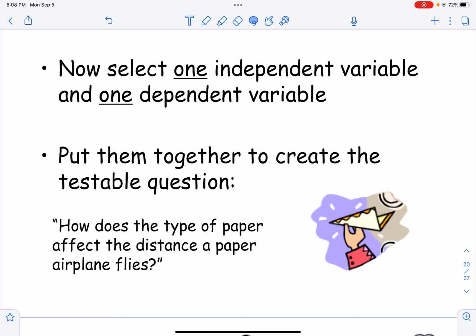The only thing that I would include here is I would add specific things you're testing. So here, I would add computer paper, graph paper, or construction paper.